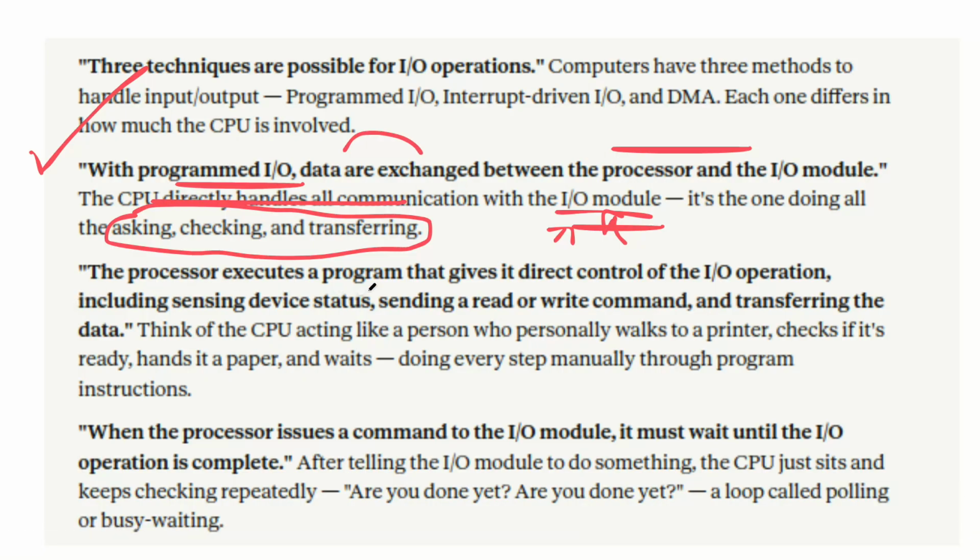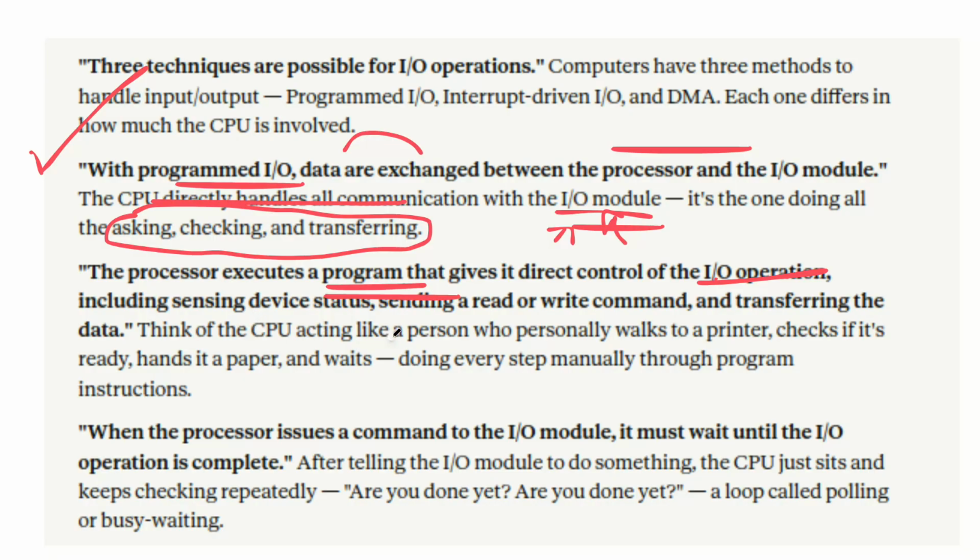The processor executes a program that gives it direct control of the IO operation, including sensing device status, sending a read or write command, and transferring the data. That program gives the processor control of this IO operation. So in programmed IO, the CPU is doing everything. It will first ask the device status, then send the read or write command, and also transfer the data.